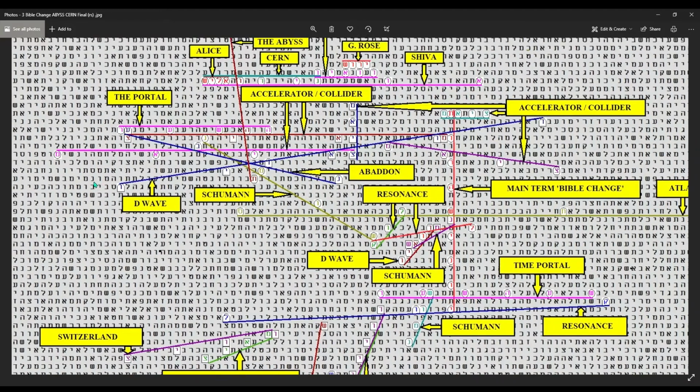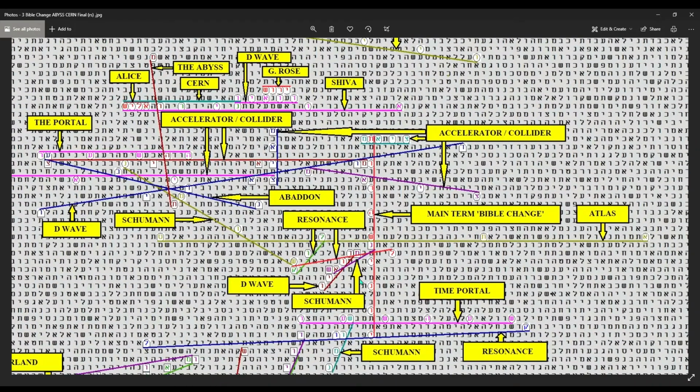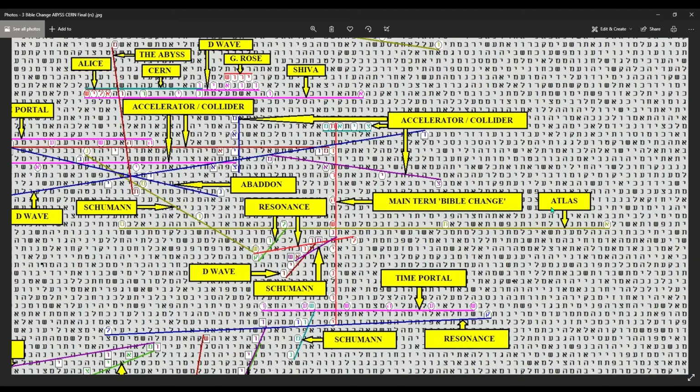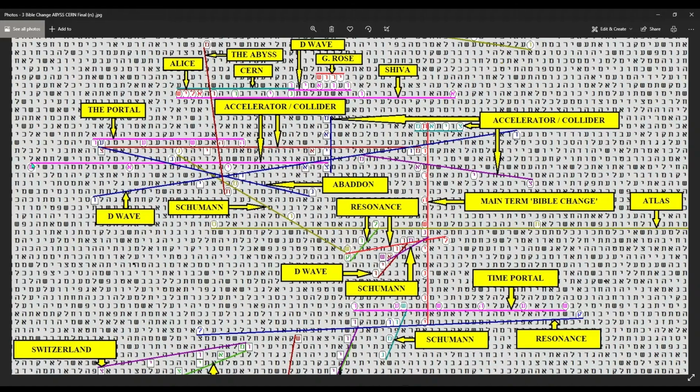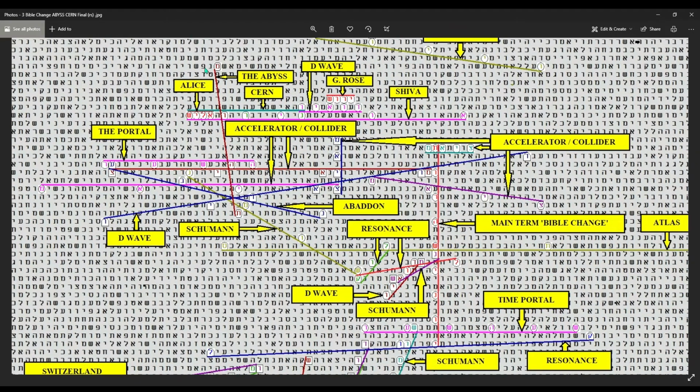So moving along into the middle, right into the central term Bible change here, we see at the top linking right in is accelerator collider, accelerator collider again right across the term. Let's just move over here, and the pink there and in the brown here, and also the word portal spanning that. And we also have D-Wave again crossing right across here.